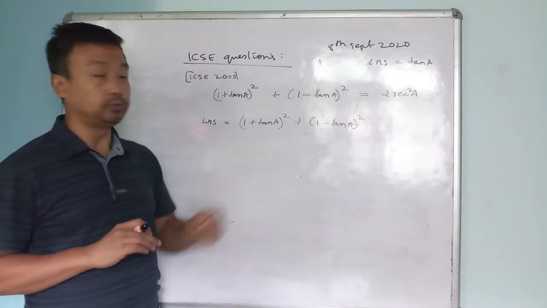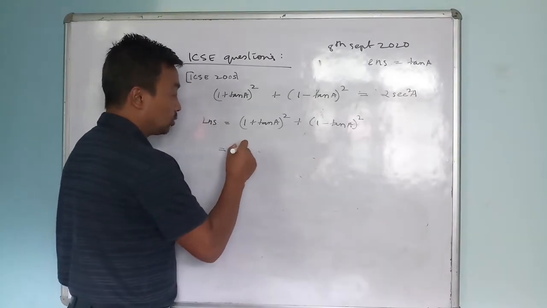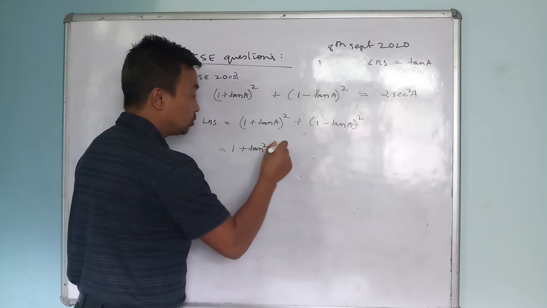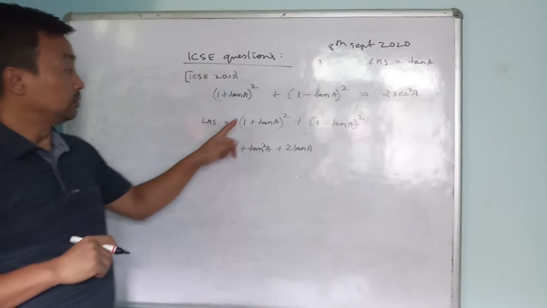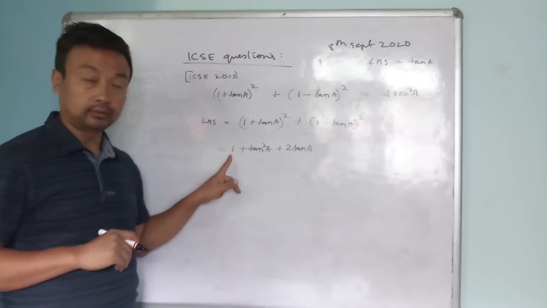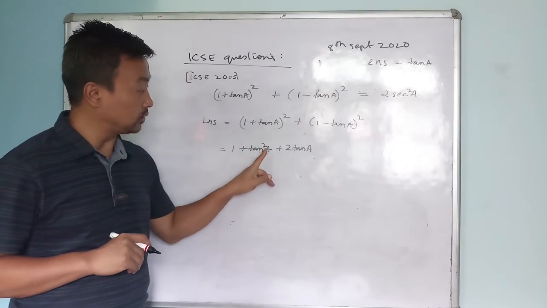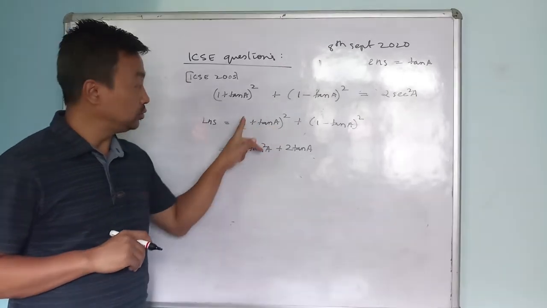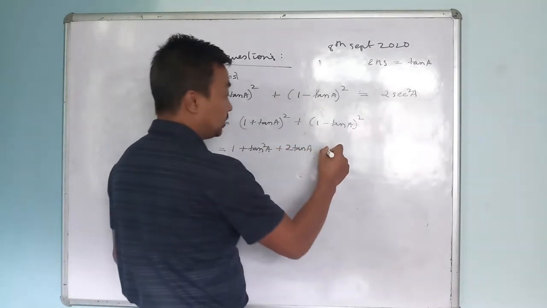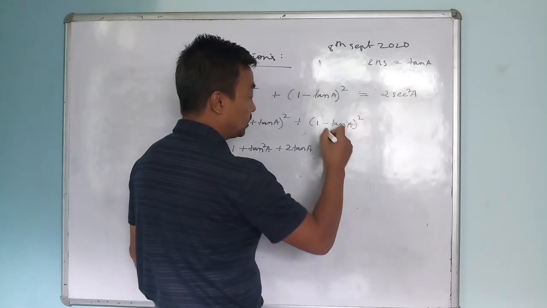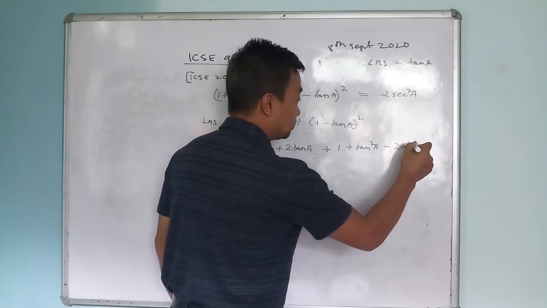It is a plus b whole square. So you apply that formula. I think that will be easy. a square plus b square plus 2ab. I have done this directly because a square, 1 square is 1, plus b square, b is tan A here, so b square is tan square A, plus 2 into a into b. 2 into 1 into tan A will be 2 tan A. Similarly, apply the formula a minus b whole square, a square plus b square minus 2ab.